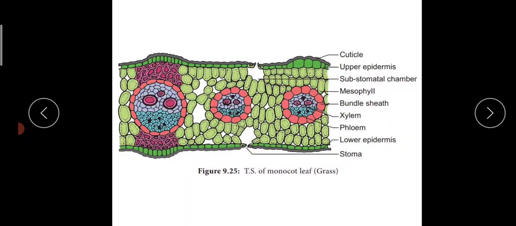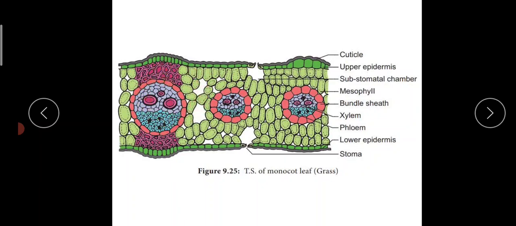Next region is the vascular tissues. Vascular tissues are conjoined, collateral and closed bundles, and the venation is parallel. These bundles or the veins run parallelly in rows. And most of the bundles are small in size, and large bundles occur only at regular intervals. So that is all about the section of a monocot leaf.